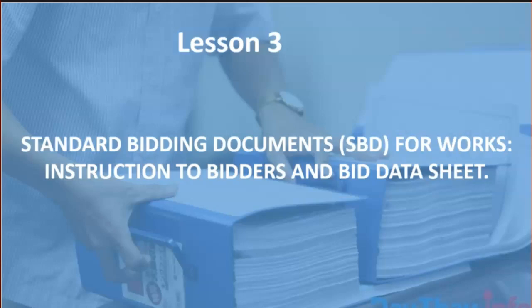Hi, you are welcome to lesson 3 of our training on procurement management for works. The title of this lesson is Standard Bidding Documents for Works. We're going to concentrate on instructions to bidders and bid data sheet.